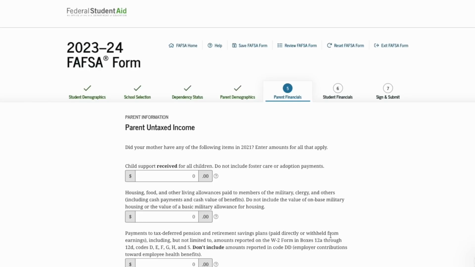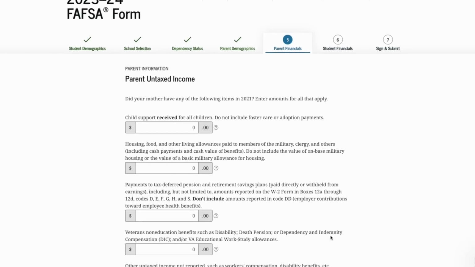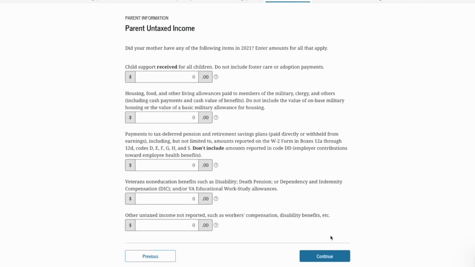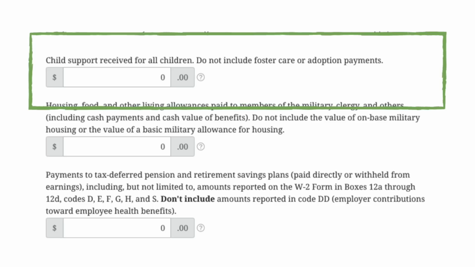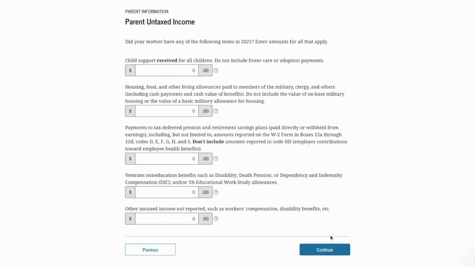Now, this final screen has a number of questions which can be overwhelming again, but I'll walk you through how to answer these questions for 2021. The first question asks whether your parent has received child support from an ex-spouse in 2021. If they are receiving child support, you'd enter the amount here.